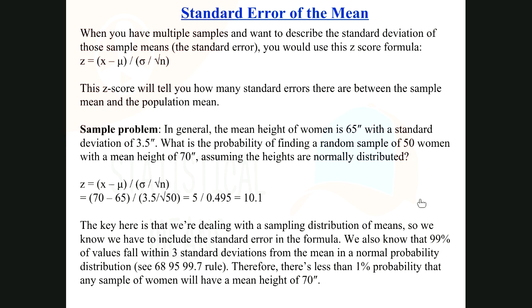You also know that 99% of values fall within 3 standard deviations from the mean in a normal probability. That's the empirical rule. Therefore, there's less than 1% probability that any sample of women will have a mean height of 70 inches. Okay. Because this z-score is extremely, extremely large, there might be somebody with a mean height of 70 inches. What's the probability? It's very, very tiny, so it's less than 1%.